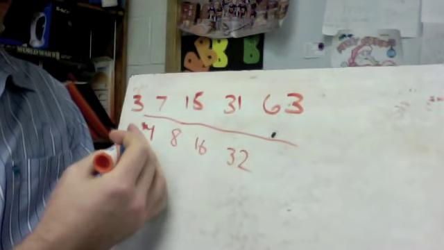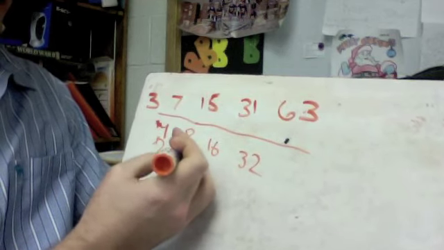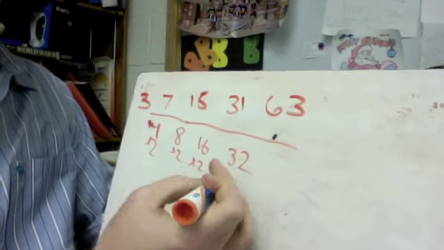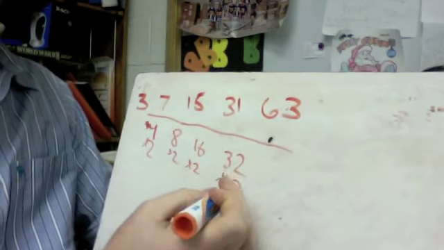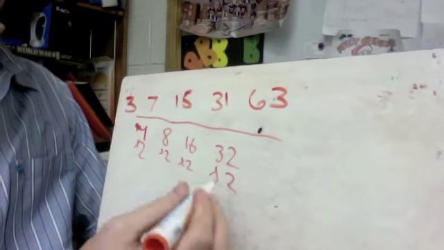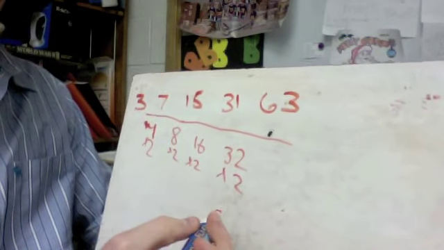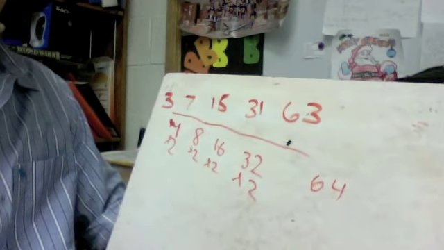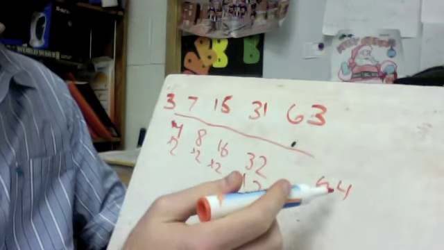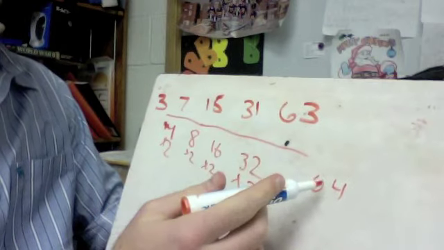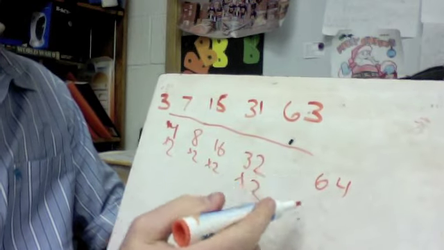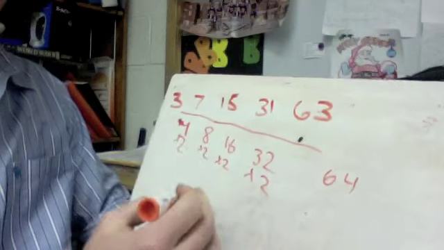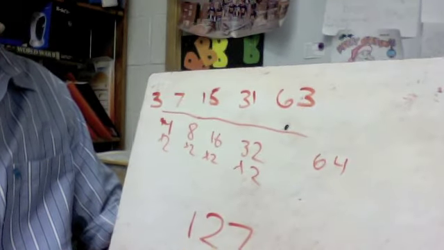4 times 2 is 8. 8 times 2 is 16. 16 times 2 is 32. So if we follow that pattern, 32 times 2 is 64. So that means that our next number is going to go up 64 spots. And 64 plus 63: 60 plus 60, 6 plus 6 is 12, so that'd be 120 plus 7. So our answer is going to be 127.